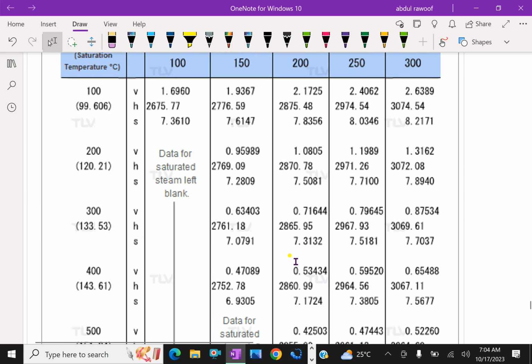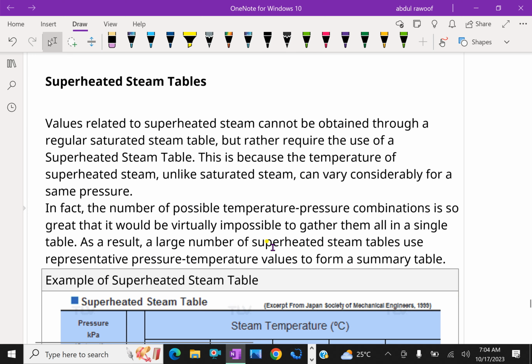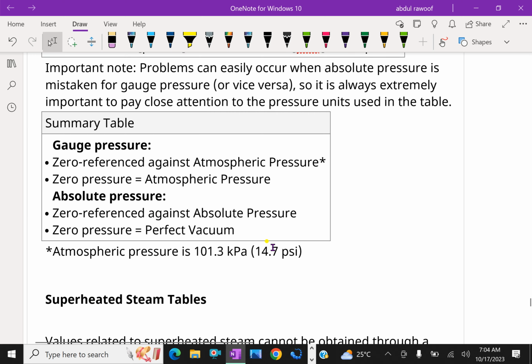So far we discussed the steam table, how to read it, and its different types.